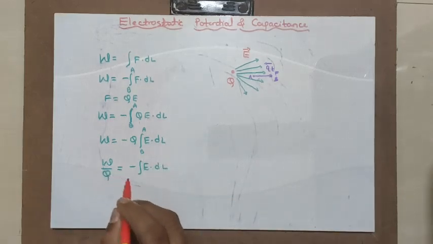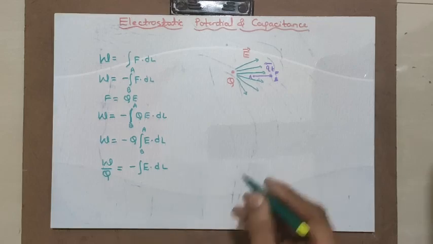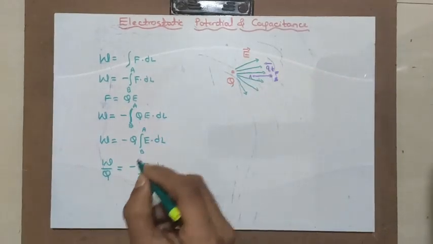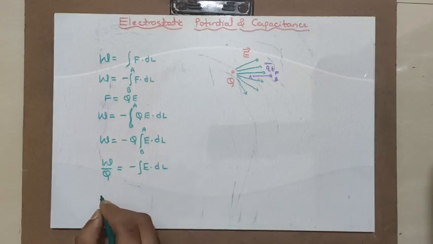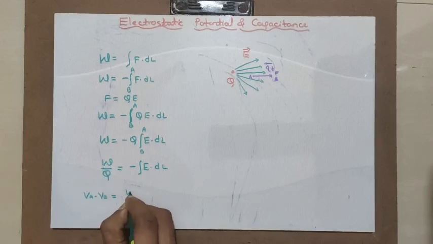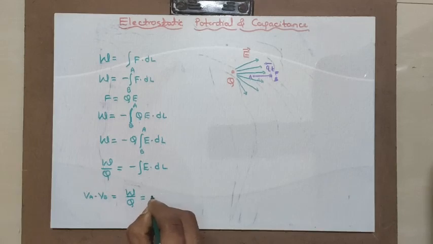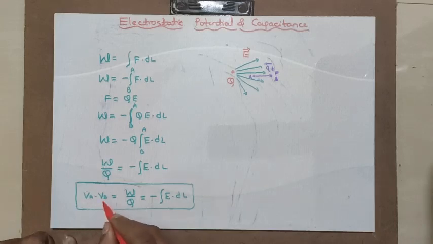Work done per charge is called potential. Try to understand, work done in moving from point B to A is called potential. Actually we do not have absolute potential, we call it potential difference. The potential difference VA minus VB is given by work done per charge, which is also equal to minus integral of E dot dl. Very importantly, what is the potential difference VA minus VB? It is work done per charge. This is a very important formula.